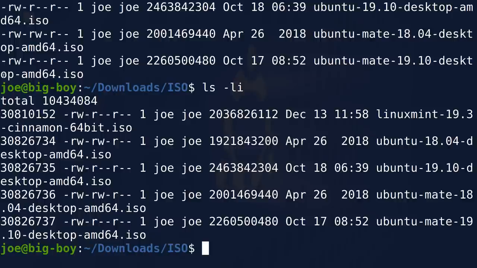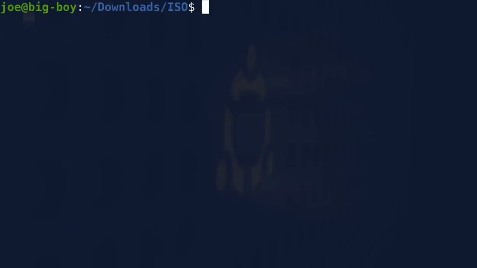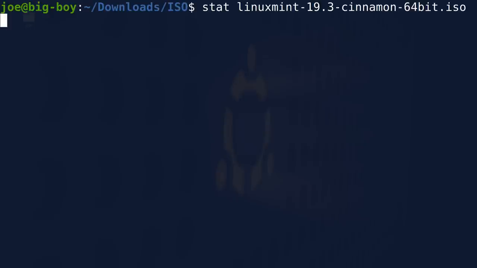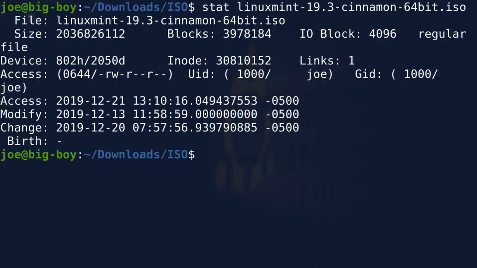Okay. So let me go ahead and clear the screen. I'm using Control L to do that. Let's actually look at an inode and see the information in it for a real file. And we're going to use the stat command to do that. And then I guess we'll do it with Linux Mint. So now we are looking at all of the information stored in the inode, including the inode number for that file. First it gives us the size, how many blocks it takes up. It shows that it's a regular file, what device it's on. Here's the inode number, how many links to that file.